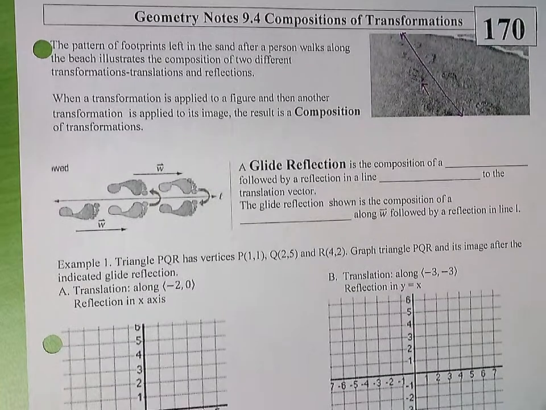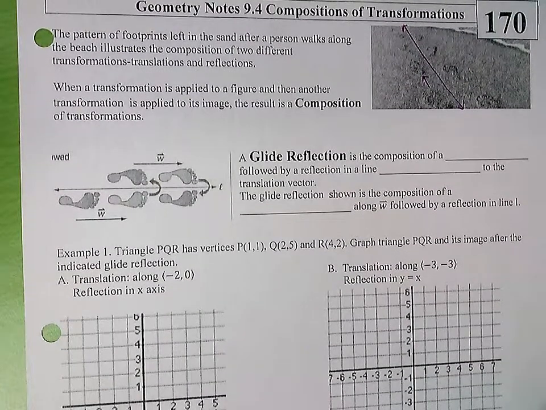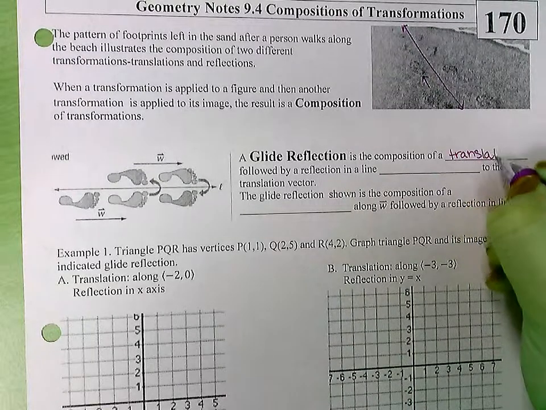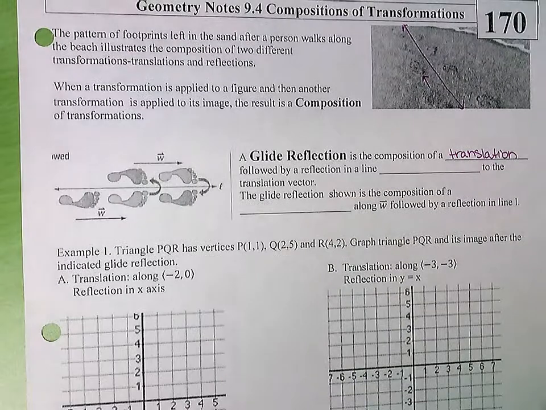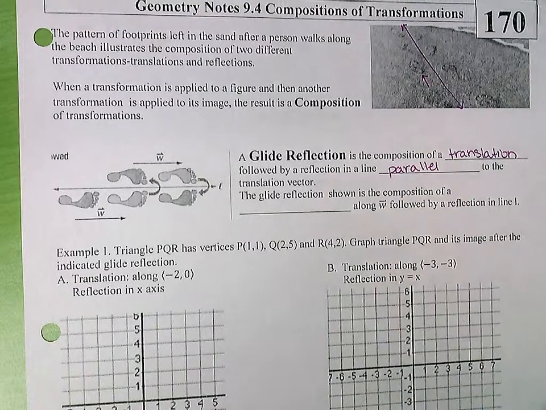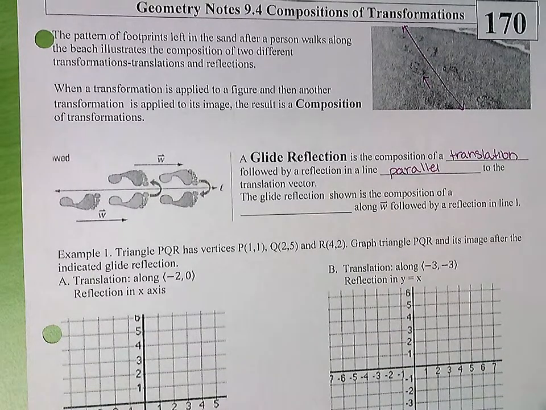Now, a glide reflection is the composition of a translation, or a slide, followed by a reflection in a line parallel to the translation vector. Your translation vector goes in that straight line, and it has to reflect over a line parallel to that. Not sideways or diagonal.